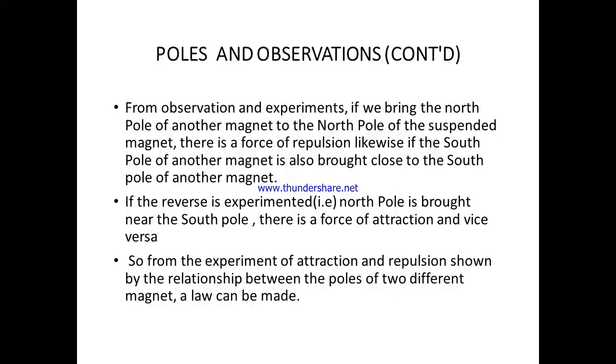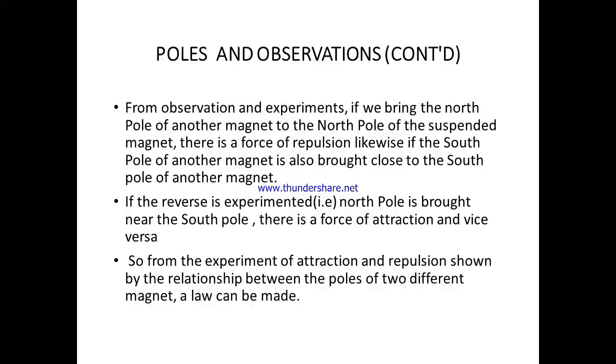We might have tried it before. We have a magnet, and there are times we try to bring two magnets together and they keep repelling each other. That is because both of them are like poles. And there are times we bring them and they attract, because they are unlike poles. So, physics has explained that.